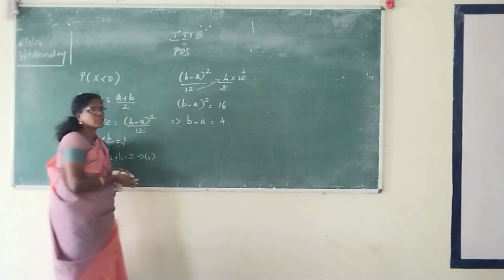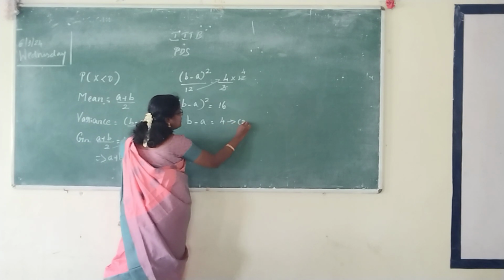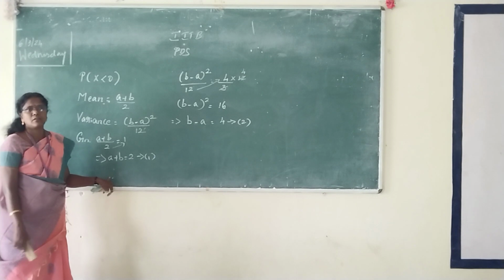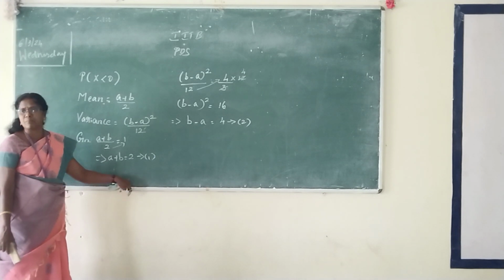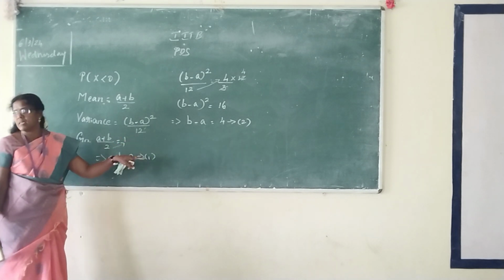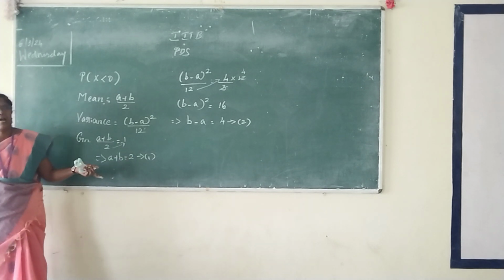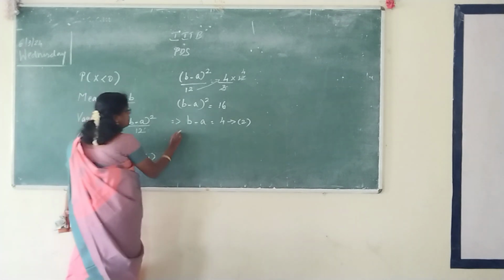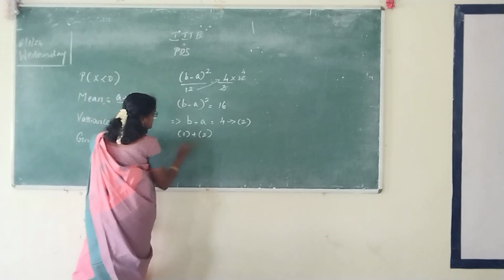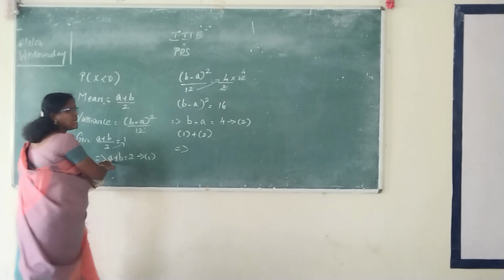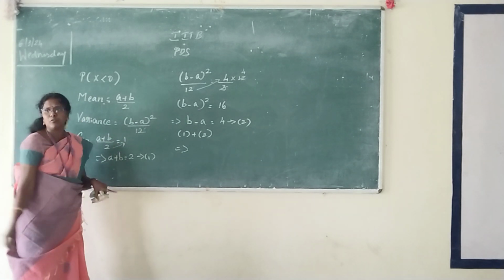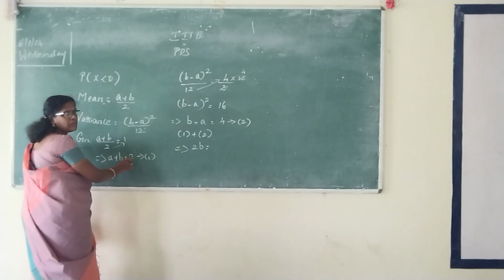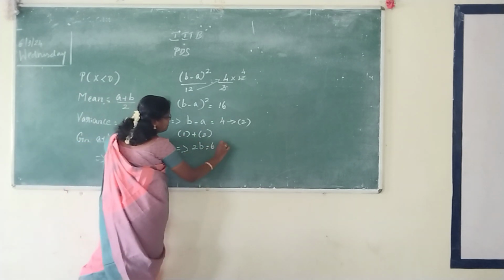Now we got two equations. Solve and find what A is and what B is. Can we add or subtract both the equations? The first equation is A plus B, the second one is B minus A. Add. If we add, A and A will get cancelled off. B plus B will give you 2B. On the right-hand side, 2 plus 4 will give you 6. So what is the B value? 3.